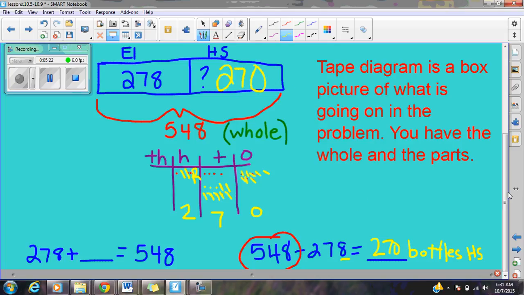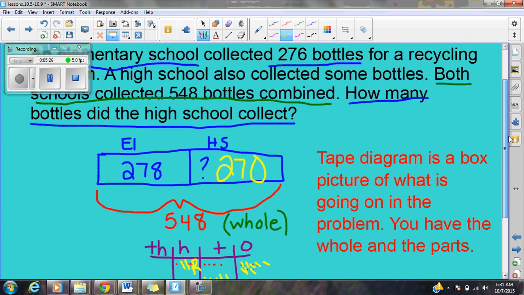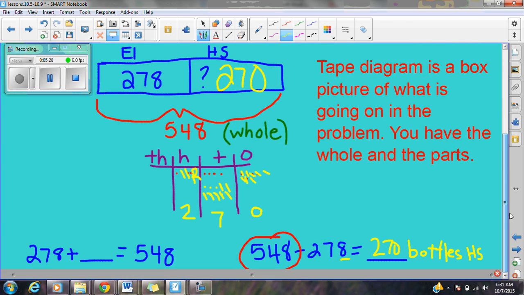How do I know my answer is right? Because I was supposed to tell how many the high school collected. I figured that out by subtracting and making my tape diagram. So because I followed what it said, I subtracted. I used my discs to subtract that, and now that is the answer, 270 bottles.